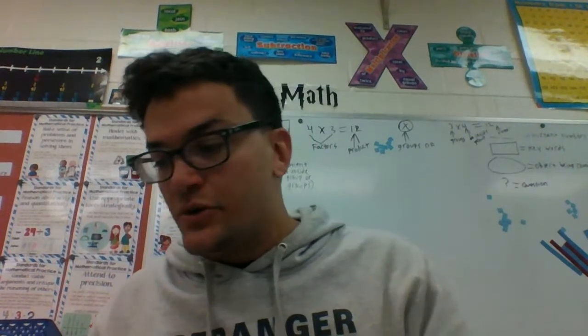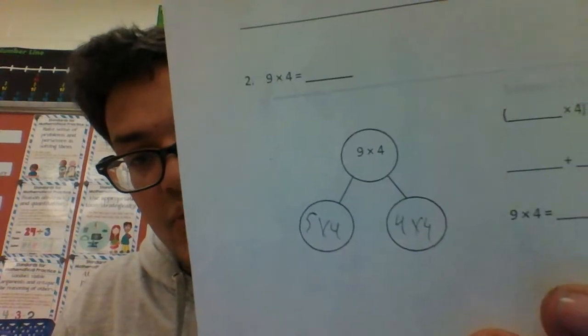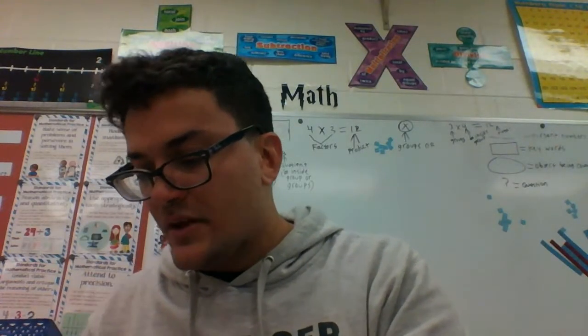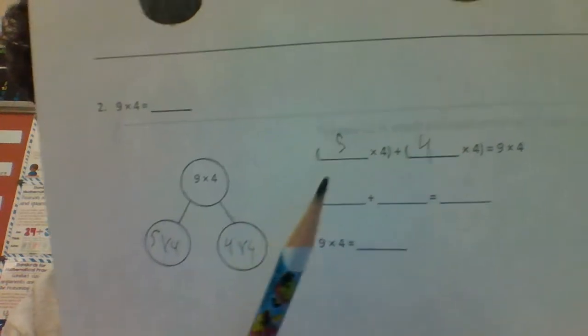But because of the way the problem's set up, it wants us to break apart 9. So you could break apart 9 into 7 and 2, 8 and 1, or 5 and 4. It's up to you. I might break it up into 5 times 4 and 4 times 4. So filling this in, it would be 5 times 4, 4 times 4. So that top part should be filled in. And then they need to look at this part here.